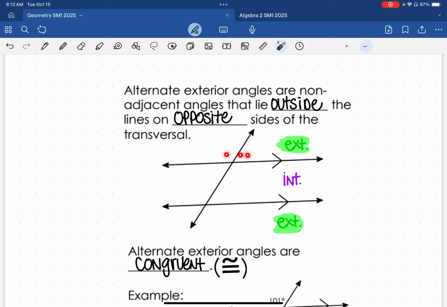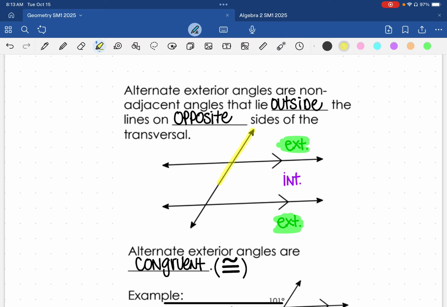Remember, not this way. They're not just jumping across. They have to jump across and slide down to the opposite group of 4.